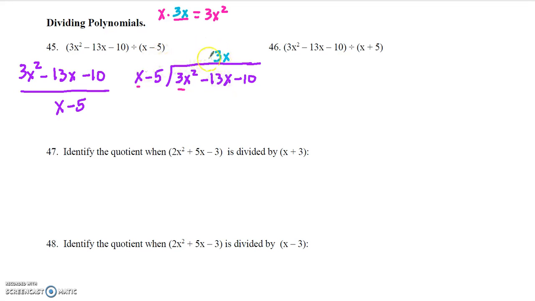Okay, so now I'm going to multiply this 3x with this. So this is what I'm doing. 3x times x minus 5. So 3x times x is 3x squared.